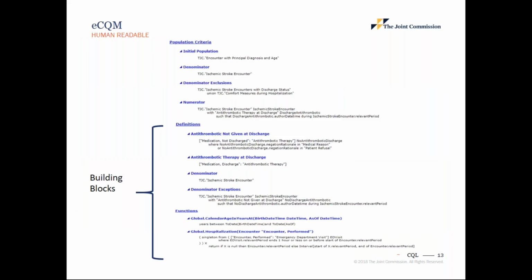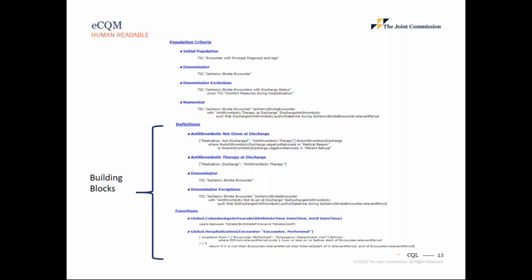This is a screenshot of the human readable for stroke 2. This may look relatively familiar to you, where you have the population criteria here at the top, so the initial population, the denominator, and numerator. However, there are two things here to notice. First, if you look under the initial population, it's only referring to a single definition, but it does have a meaningful name. So you'll see encounter with principal diagnosis and age.